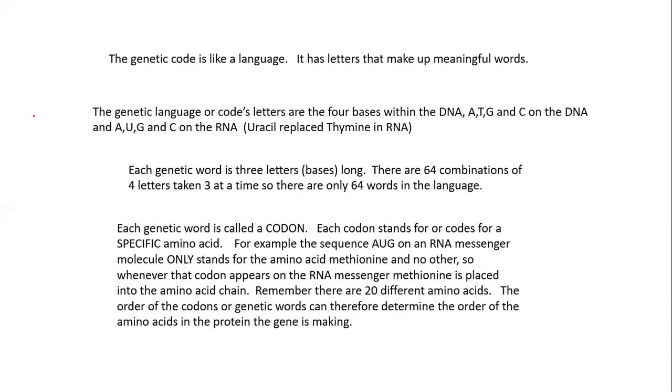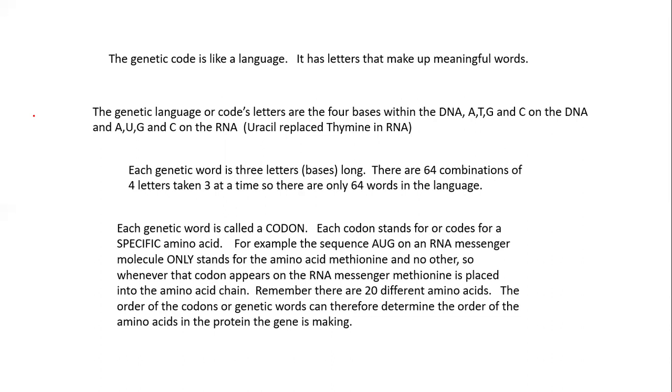Now, the 4 letters are A, T, G, and C on the DNA, and if you take them 3 at a time to make words out of them, you can make 64 different combinations. There are therefore 64 words in the entire language. Each one of those 3-letter words is called a codon.